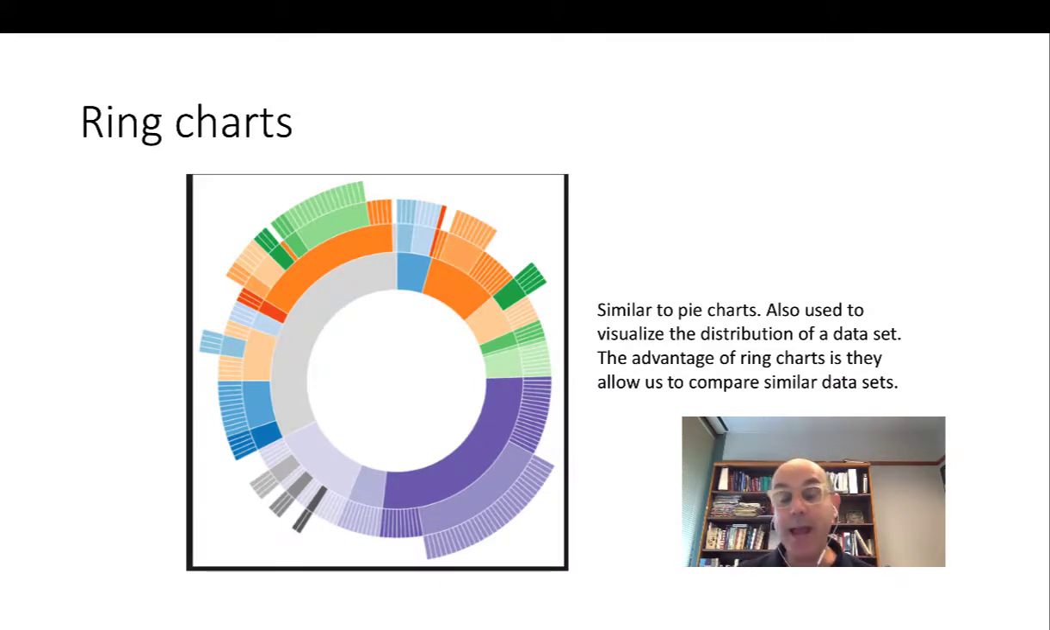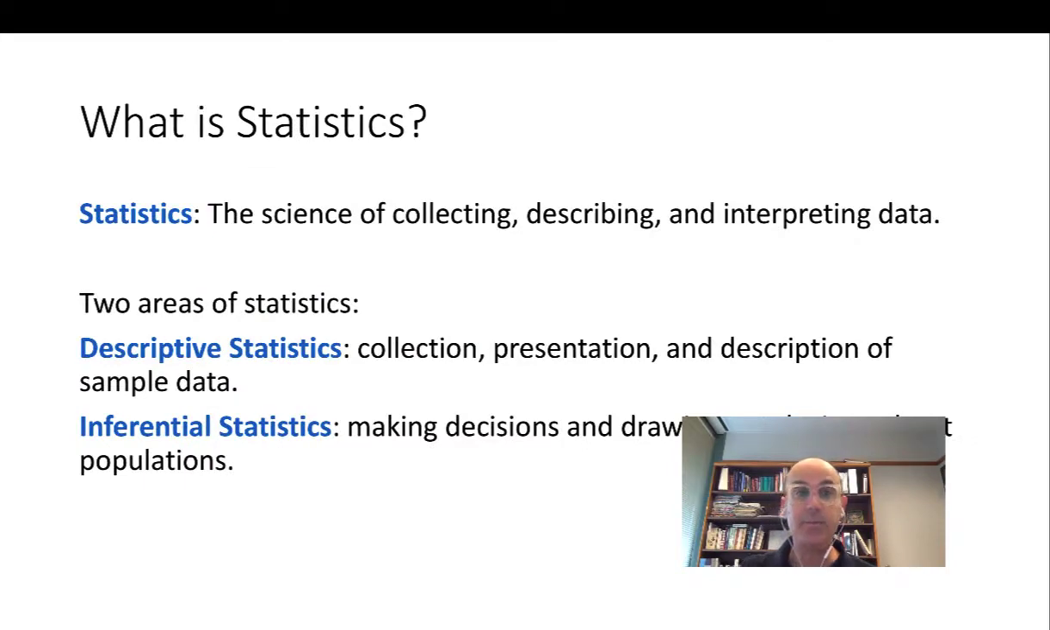Another way to display data, which again Excel does not allow us to do, is the ring chart. The big advantage of the ring chart is that it allows us to compare similar data sets. If I have a large data set and I want to show the distribution of those variables in colors, the ring chart is a very nice way to do that. It is very aesthetic and pleasant.